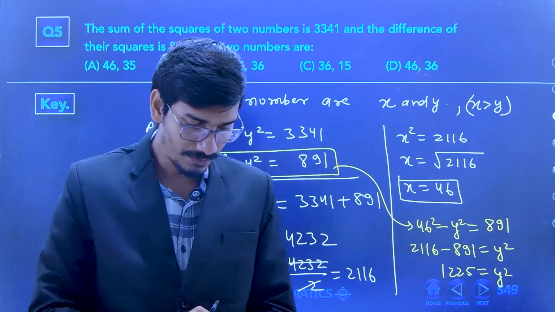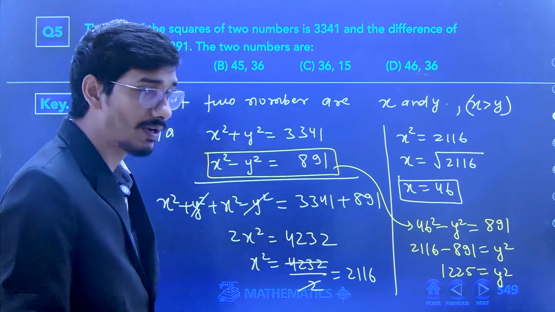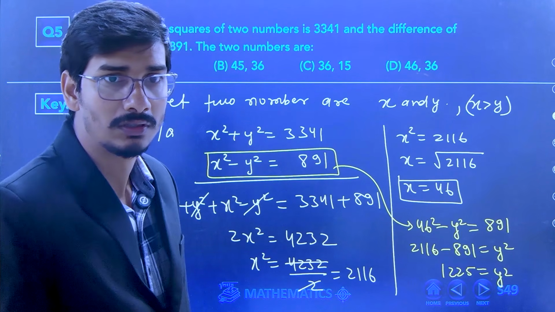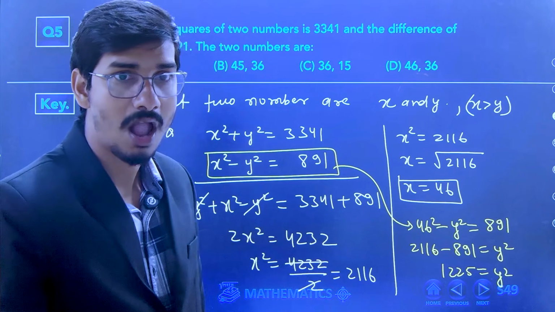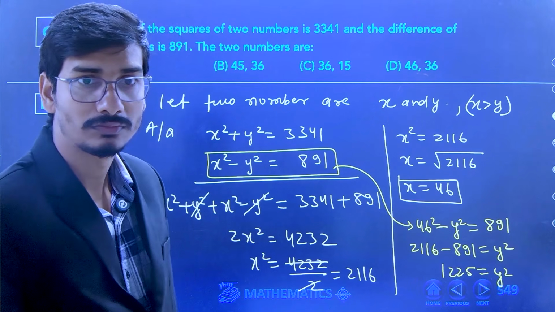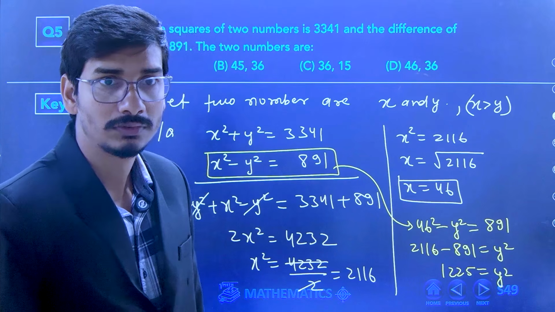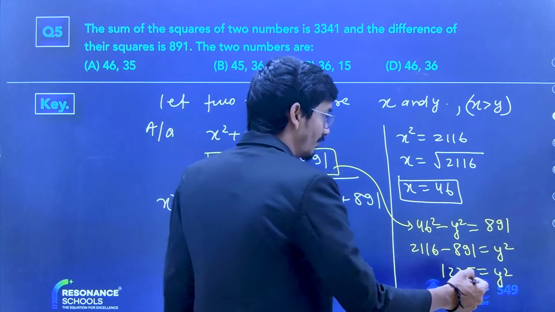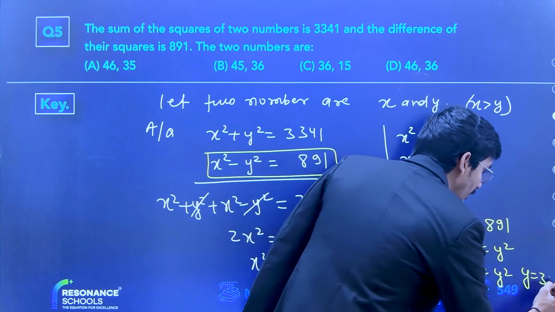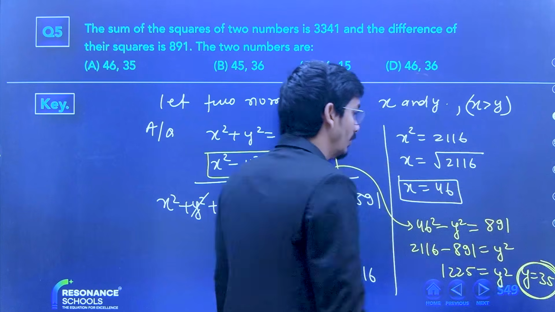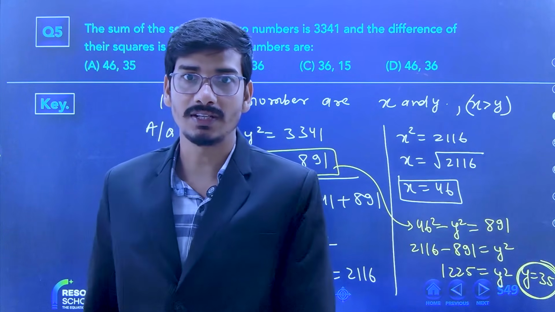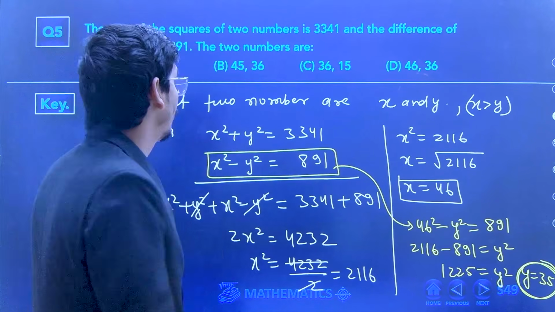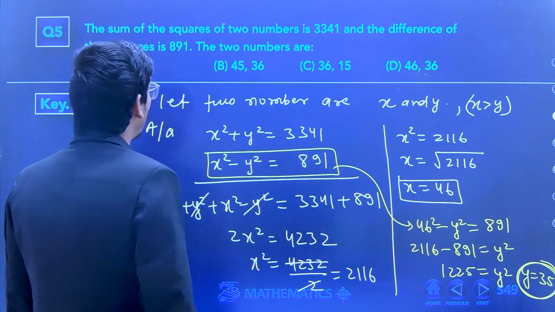Now tell me, what is the square root of 1225? Yes, 35, 35, 35. Correct. So what is the value of y, beta? It's 35. So we get x equals 46 and y equals 35. So what are the numbers, beta? Which option? 46, 35.